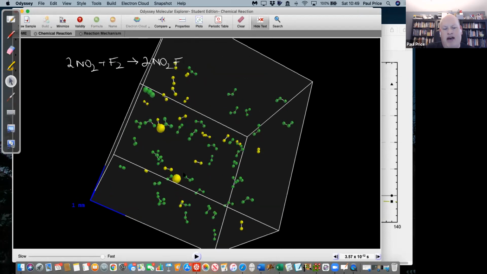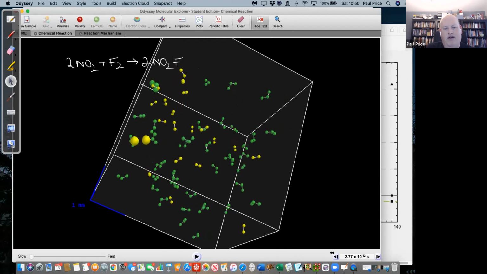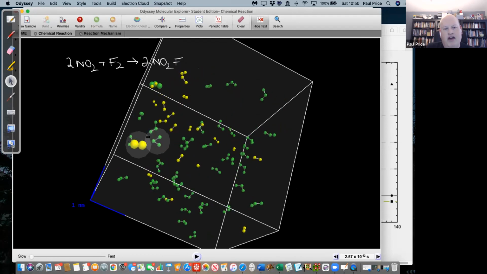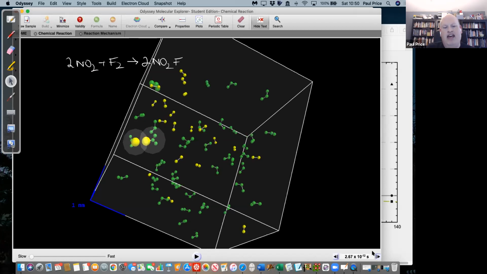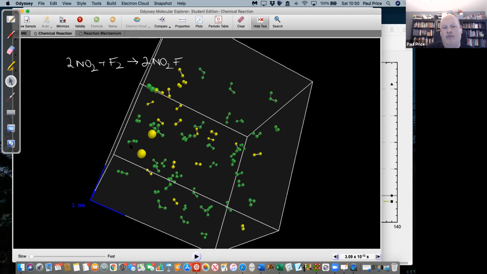Notice that I have right now my F2 from before broken apart. So if I go back in time and look at it, right there. Notice this guy right here on top of that was an F2. And it collided with someone. And when it collided, what's left over just became an F atom.